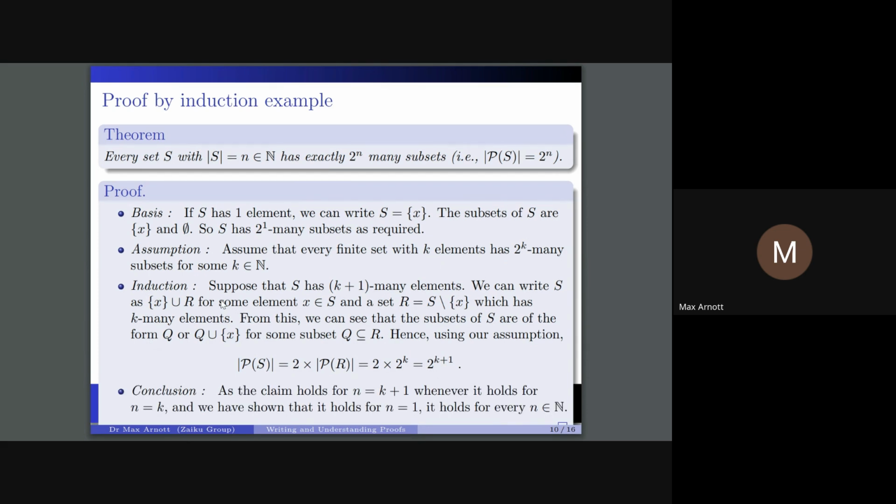So because the claim holds for n equals k plus 1 whenever it holds for n equals k, we've shown that since it holds for n equals 1, it must hold for every natural number n.